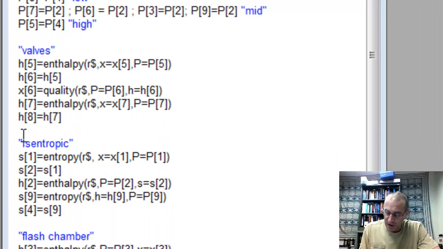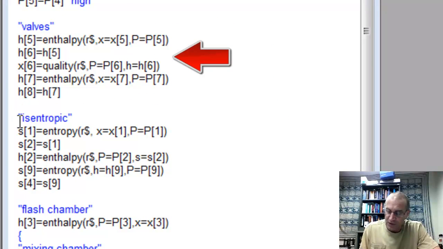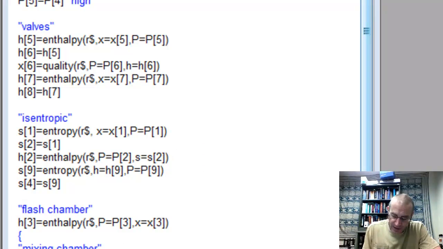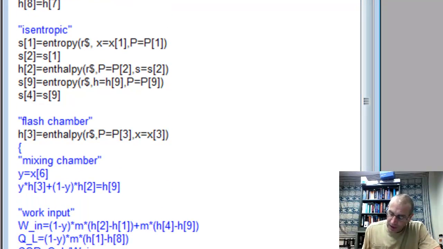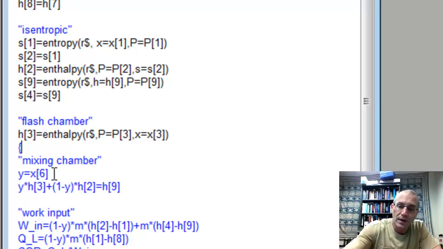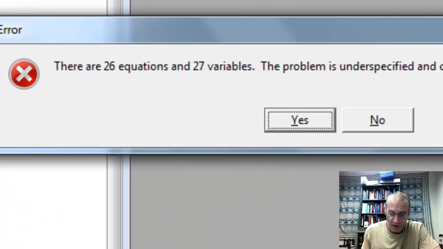I have two throttling valves where I've got my equation equating the enthalpy. And then I'm assuming that both of my compressors are isentropic. And then the last thing that I've done down here and added is in the flash chamber, I have just what the enthalpy is at 0.3. So if I go ahead and attempt to solve that, I find out I'm actually undefined. I need an additional equation.